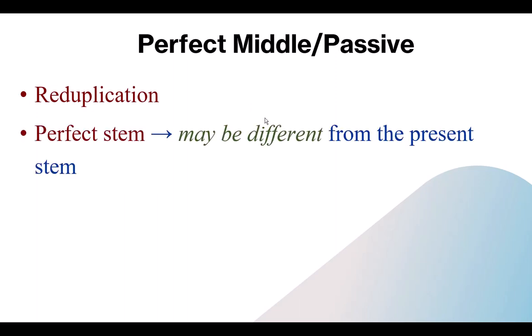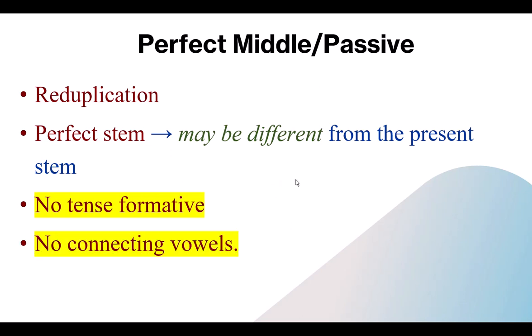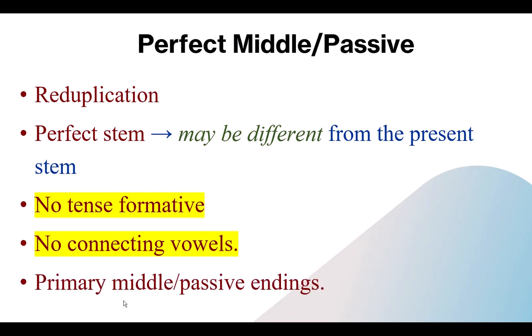Now let's look at perfect middle passive. So there's the same idea of reduplication as we see for the perfect active. The perfect stem may be different, so this is the same idea as for the perfect active. There is no tense formative, and there are no connecting vowels. This is one case where we have no tense formative and no connecting vowels, somewhat unusual. And then we have primary middle passive endings. We've seen those before for the present tense.